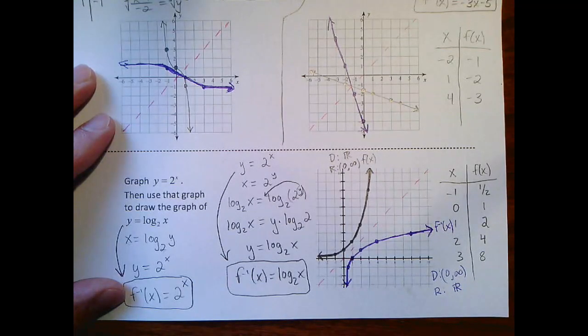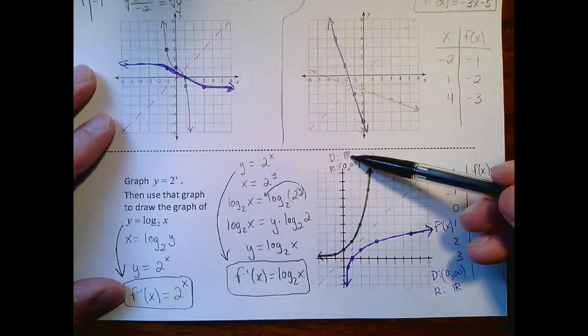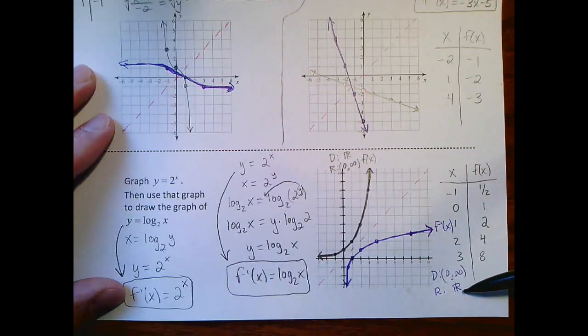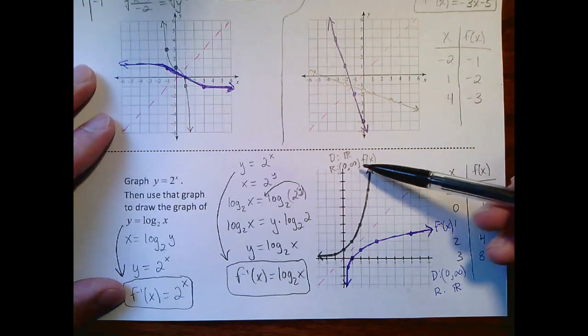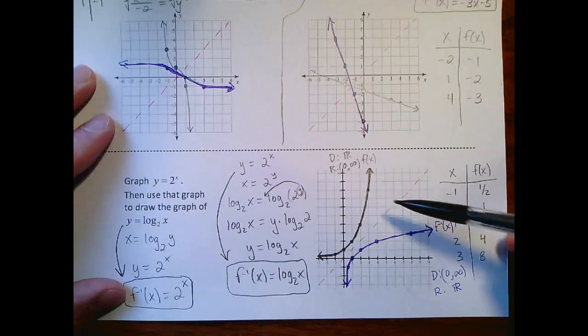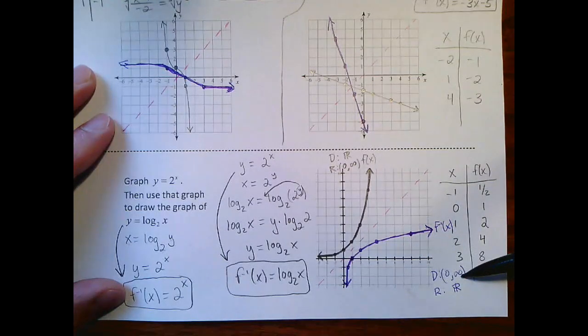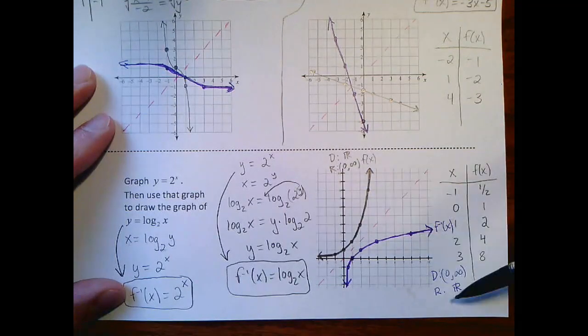And if you notice something about this, the domain here was all real numbers in the original function, and the range was all real numbers here. The range was from 0 to infinity in the original function, and the domain was from 0 to positive infinity. And if you notice, they just flip-flopped. The domain here is the range here. And the range here is the domain here.